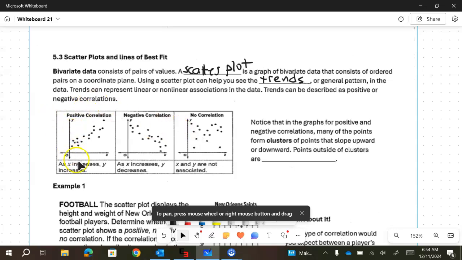Basically, positive correlation means they're both doing the same thing. So we could change increases to decreases. If x and y are both going up or down at the same time, it's positive. But if they're doing opposite things, one's going up, one's going down, then we say it's a negative correlation. And anytime we have points that are outside of that, we would call those outliers.